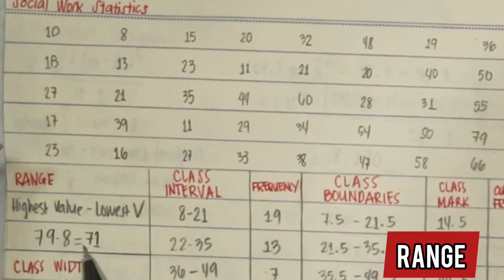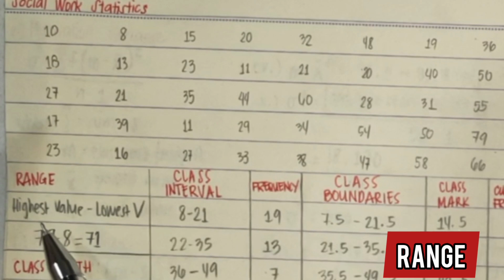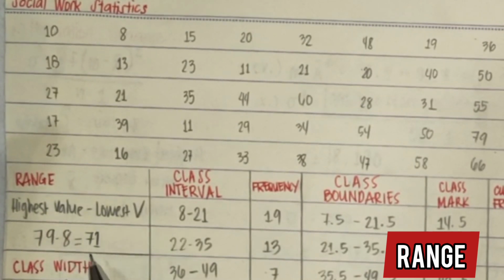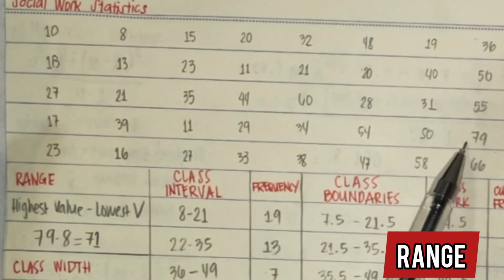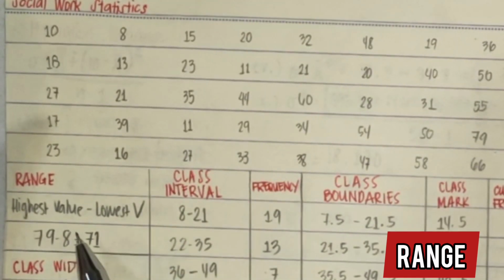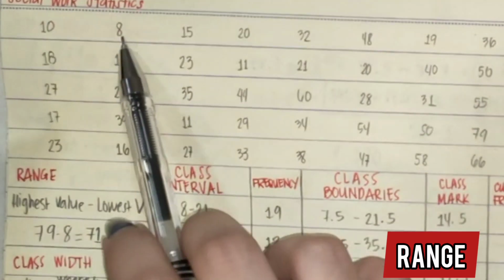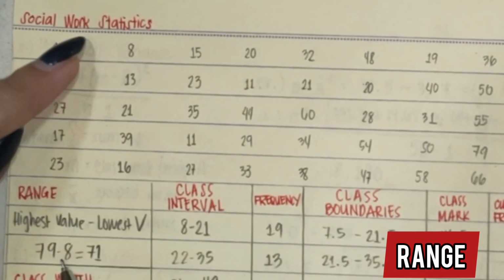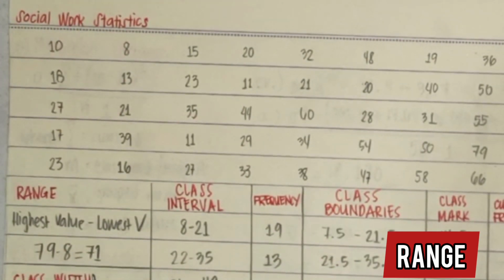So to find our range, we will find the highest value, which is 79. So 79 is here somewhere. Minus the lowest value, which is 8. So 79 minus 8 equals 71.